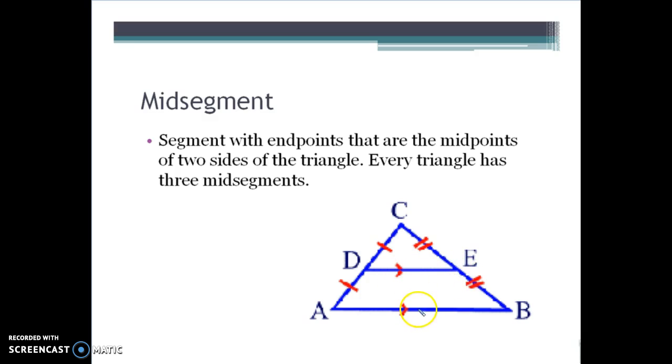There's always 3, so if we said F is the midpoint of AB, then we can connect it with the midpoint of AC. And we can also connect it with the midpoint of CB. So those are my 3 midsegments.